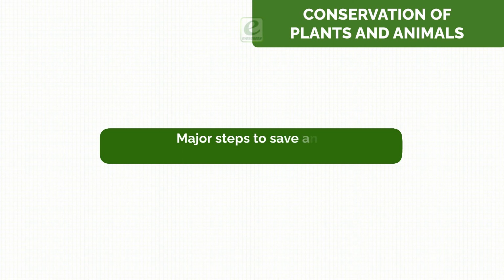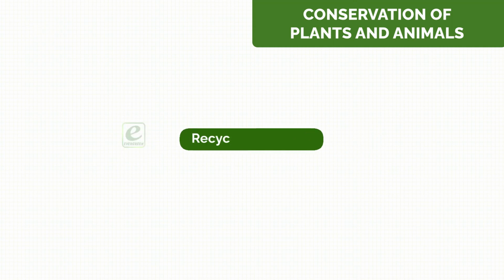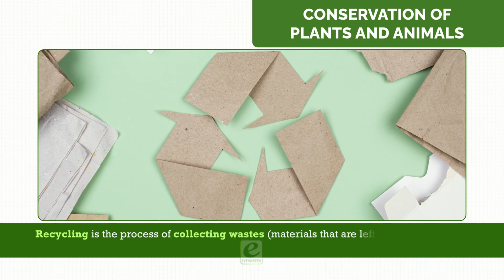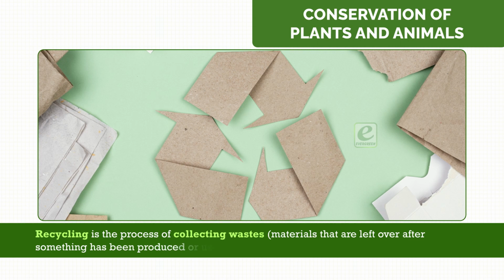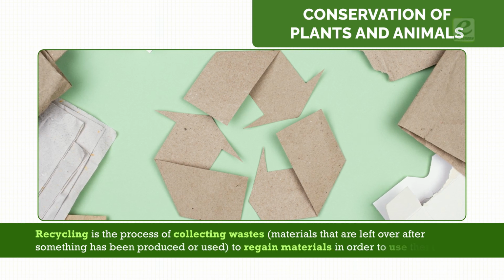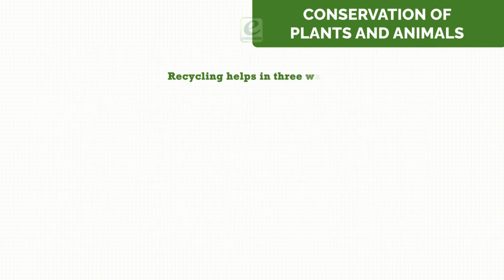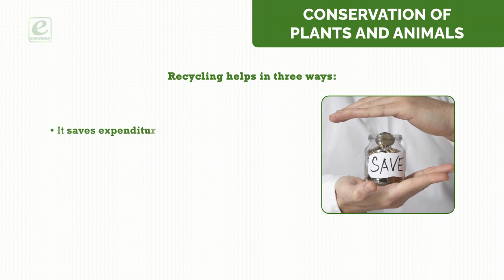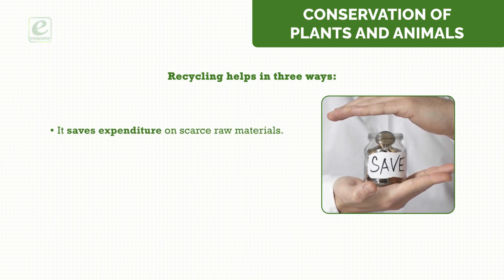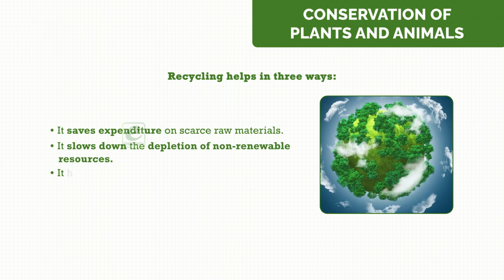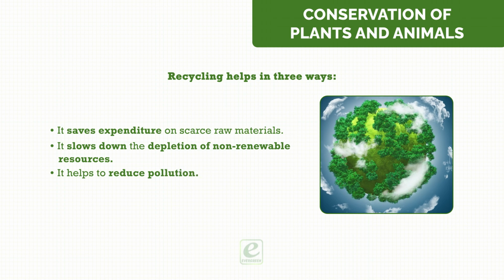Major steps to save and protect our biodiversity and wildlife. Recycling of paper. Recycling is the process of collecting wastes, materials that are left over after something has been produced or used, to regain materials in order to use them again. Recycling helps in 3 ways. It saves expenditure on scarce raw material. It slows down the depletion of non-renewable resources. It helps in reducing pollution.